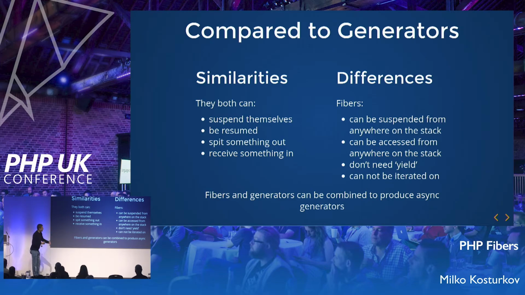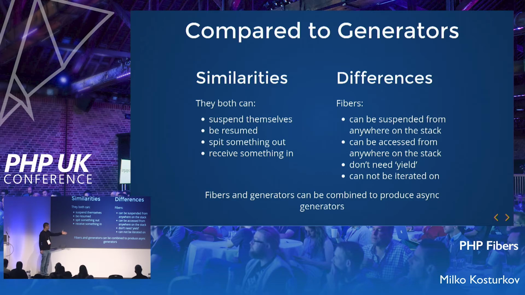Now the difference is that fibers can be suspended, as we said, from anywhere in the stack. You cannot suspend a generator from anywhere in the stack. The generator can suspend only itself. Nothing that the generator calls can suspend this generator. While a function that is being called somewhere can suspend the execution of all of the functions that called it.